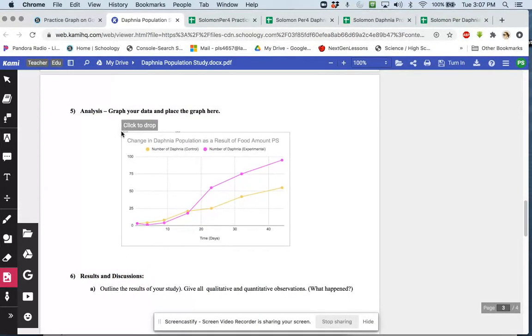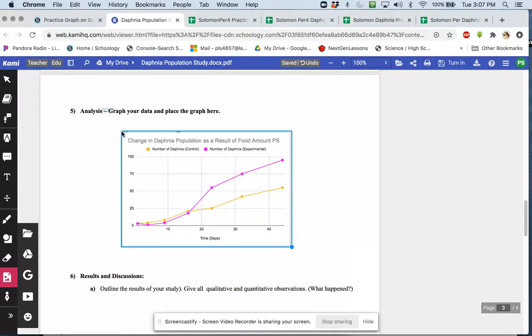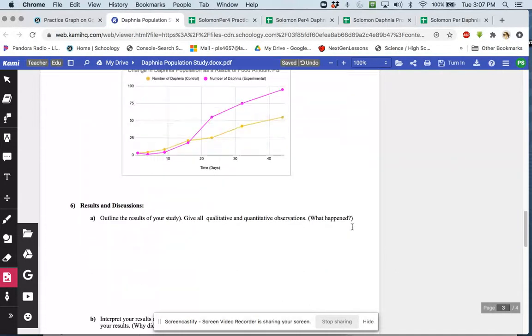And then it says, all right, where do I want to put it? Right, yeah. Now I'm seeing a little bit of a messy bit right there. So I want to crop mine just a teeny bit to make it look a little bit nicer. So now I've got my beautiful graph in there.